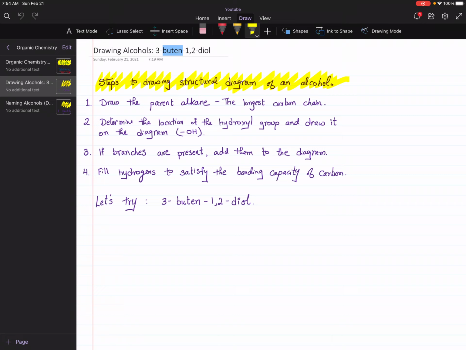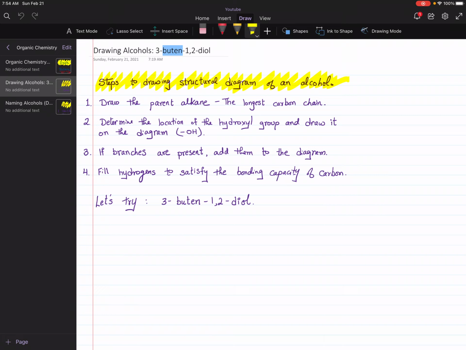When we are trying to draw alcohols, our first step is to identify the parent alkane in the molecule. Once we have identified the parent alkane, we need to draw it first, which is the longest carbon chain that contains the alcohol group.